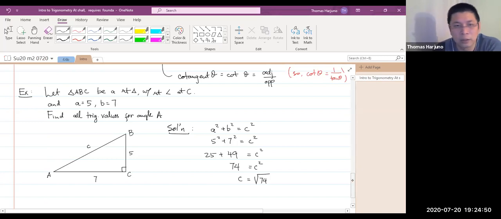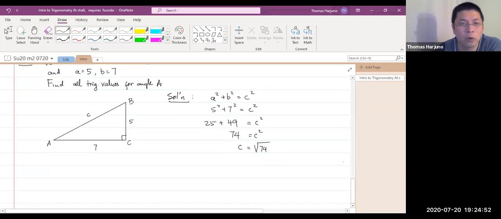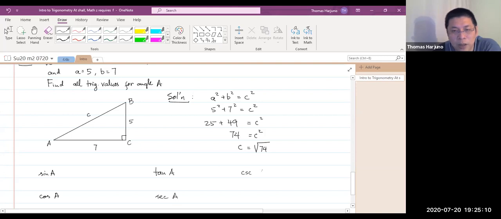Now, then find all trig values for angle A. So basically the question is, what is sine of A? What is cosine of A? What is tangent of A? What is secant of A? What is cosecant of A? And what is cotangent of A? We need to answer all those 6.